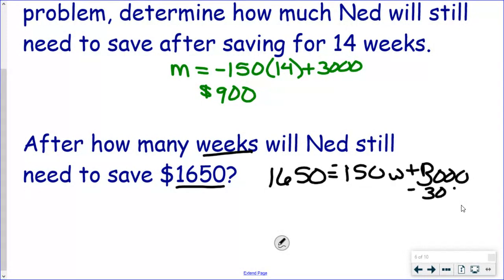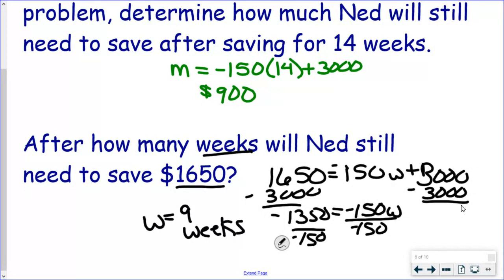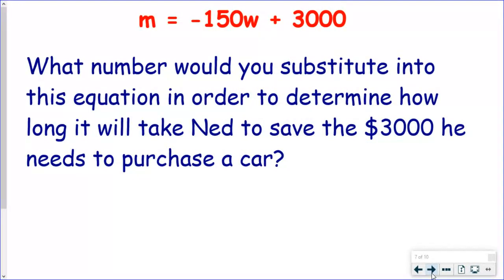So we would minus 3,000. So I have 1,650 minus 3,000, and that gives me negative 1,350. And this is negative 150 times W. It feels weird having negatives, but when I divide both sides by a negative, a negative divided by a negative is a positive. W is 9, and that means 9 more weeks before that car would be paid off. Okay, still, there's the equation.